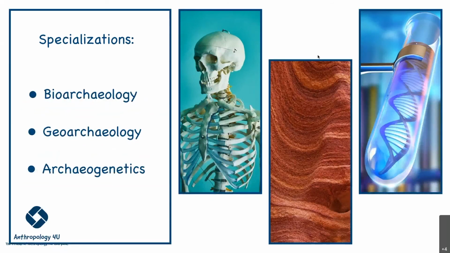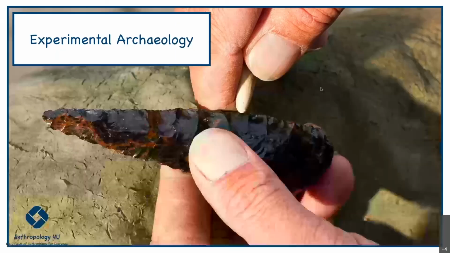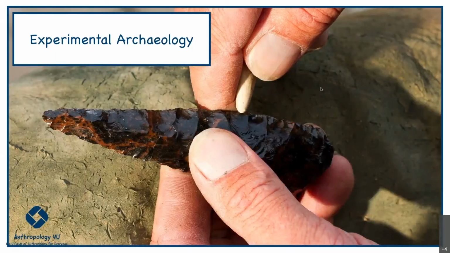Other examples of specializations include bioarchaeology, which is the study of bones and other biological remains, geoarchaeology, which is geological science applied to archaeology, and archaeogenetics, which is using molecular genetics to study the past. There is even something called experimental archaeology, where archaeologists test hypotheses by recreating things from the past. For example, some archaeologists create replicas of projectile points, what some people call arrowheads, to study how they are made and used.